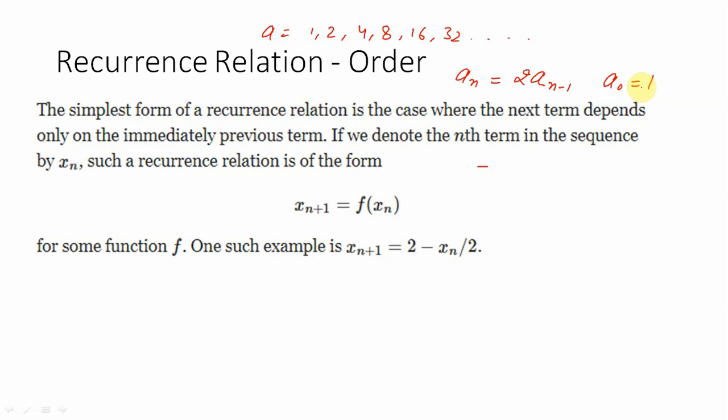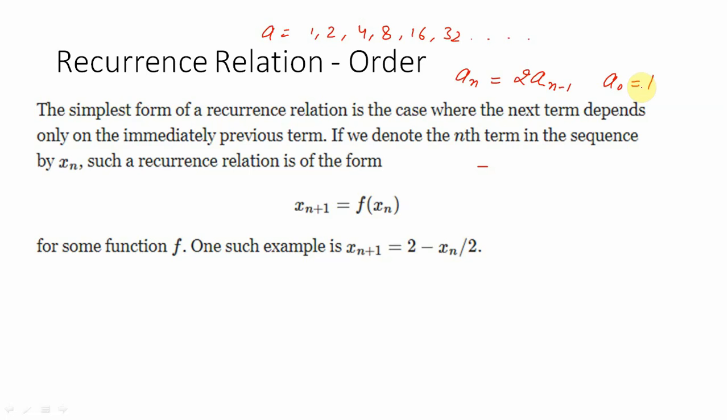So the first term is 1 and the remaining terms can be obtained by simply multiplying the previous term by 2. So if A0 is equal to 1, A1 can be obtained by simply multiplying 2 into A0. So I'll get 2. So A2 will be obtained by multiplying A1 by 2. So I'll get 4 and so on and so forth. So this is the simplest form of a recurrence relation where each term is dependent only on the previous term. Such recurrence relations are called recurrence relations of the first order.